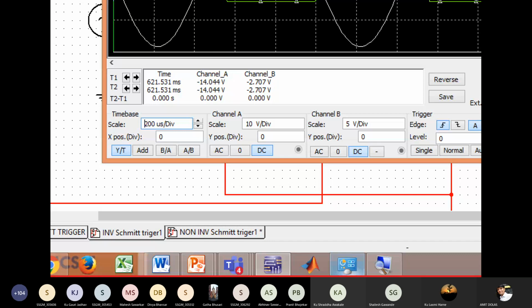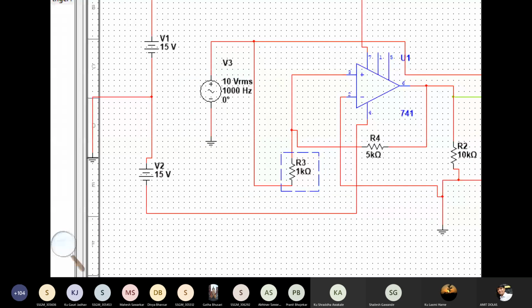I'll explain the circuit diagram first. So you can see here a 5 kilo ohm resistance is connected in between the output and pin number 3, that is the non-inverting terminal. Then a 1 kilo ohm resistance is connected between pin number 3 and the input source, that is VRMS. Now we have given the input to the plus terminal through the network of R3 and R4. And pin number 2, you can see here, is directly grounded. So it is non-inverting. So what I will do, I will run this circuit.